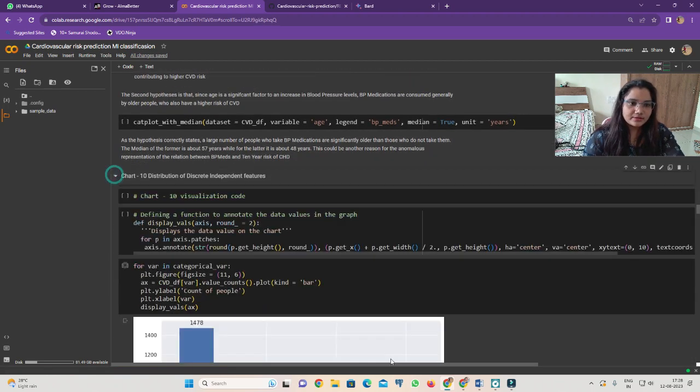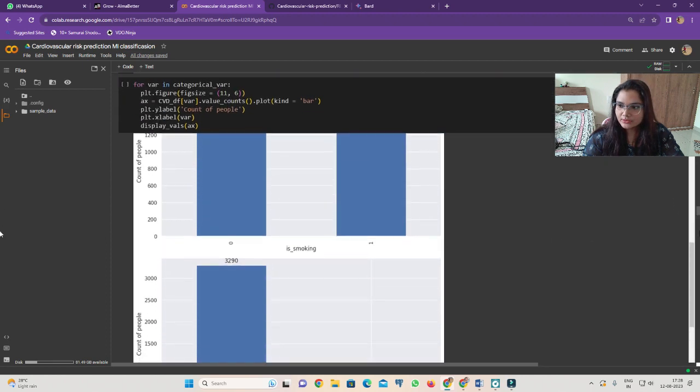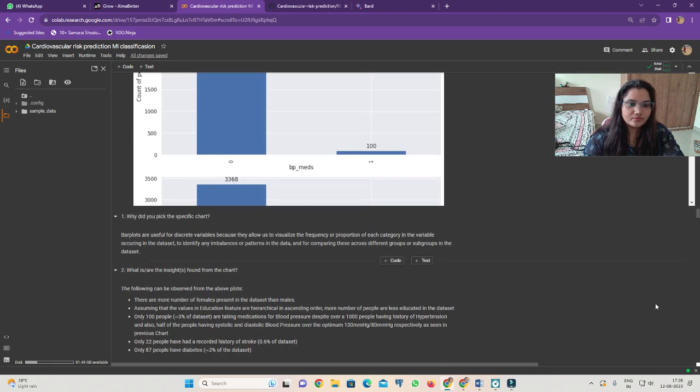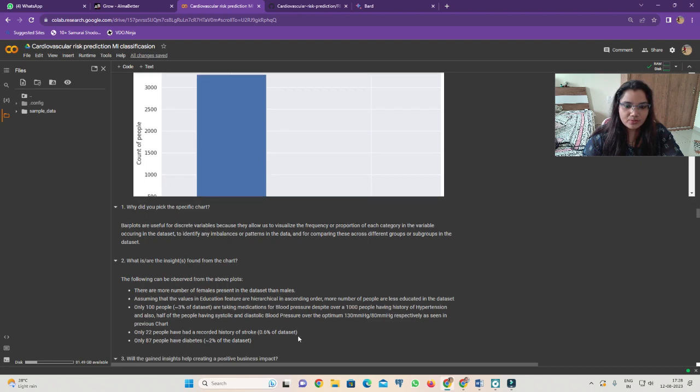Hypertension is a direct factor for the high risk of CVD. Then in the 10th chart we see the distribution of discrete independent features. Here we can see that there are more females present in the dataset than males. Assuming that the values of the education feature are hierarchical in ascending order, more people are less educated in the dataset. Only 100 people are taking medication for blood pressure.